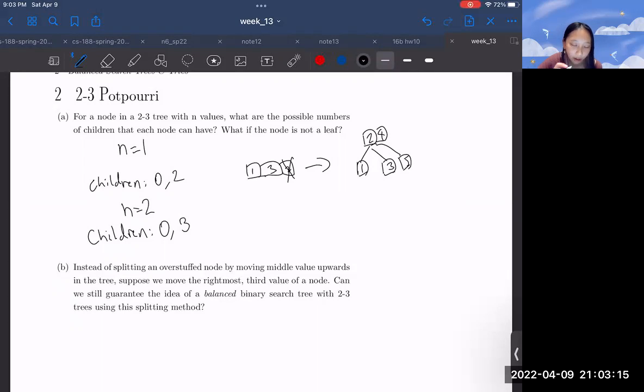So those are the different possible numbers of children. If n equals 1, it can have exactly 0 or 2. If n equals 2, it can have exactly 0 or 3. And then let's move on to the case where the node is not a leaf. If it's not a leaf, it cannot have 0 children, because that's the definition of a leaf. So we just take out the 0 in each option. So n equals 1 would have exactly 2 children, and n equals 2 would have exactly 3 children. That's how you find out how many children it can have if it's not a leaf.